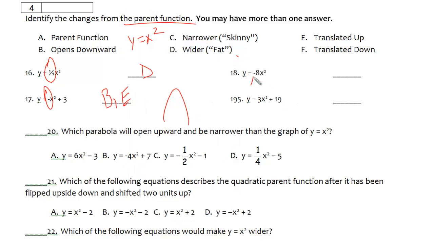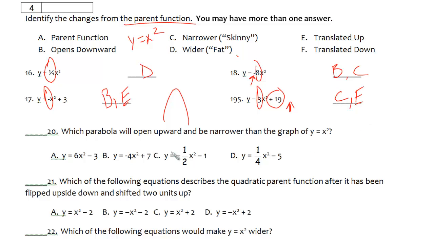This one again, because of that right there, I know it opens downwards. And because of this guy here, the times 8, he's actually going to be skinnier. And on 19 here, the 3 is going to make him skinnier, narrower. And then the plus 19 actually slides him upwards, which is E.